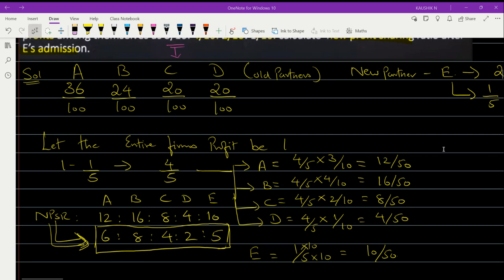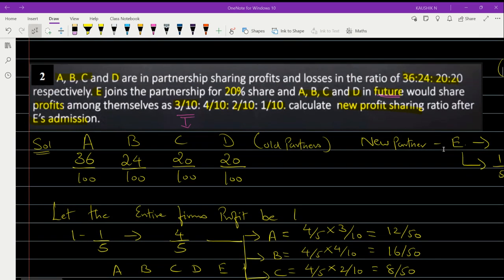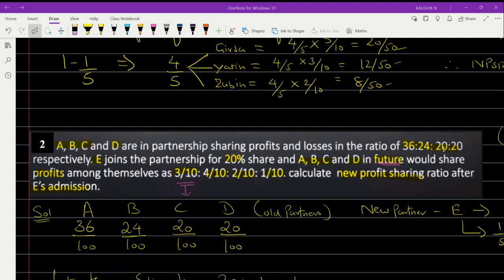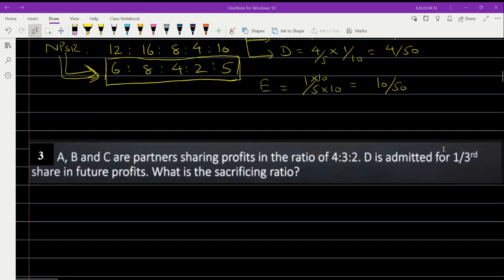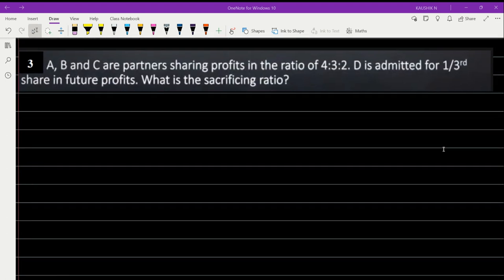Yes. So, in the last class, we had just started with the topic of admission, and we discussed why admission takes place, what needs to be taken care of in case of admission of a partner, and what are the different types of problems that we are going to deal with under this admission of a partner. The first concept is determination of the new ratio and the sacrificing ratio, in which we are done with two problems. Now we are into the third problem.